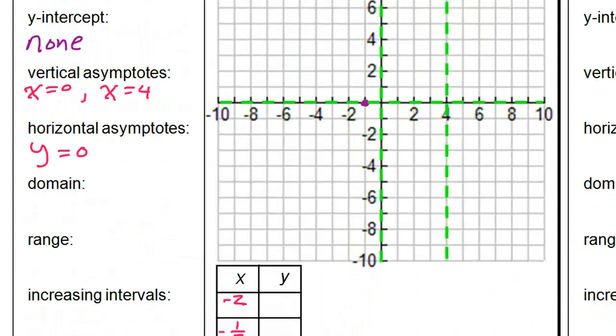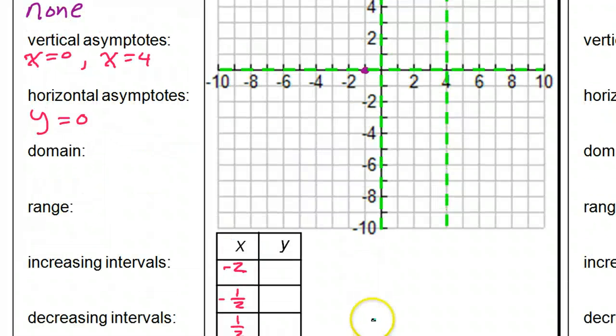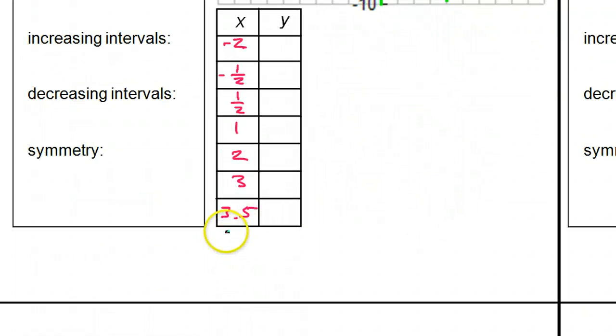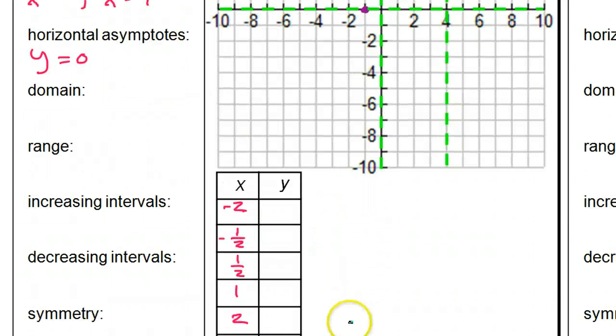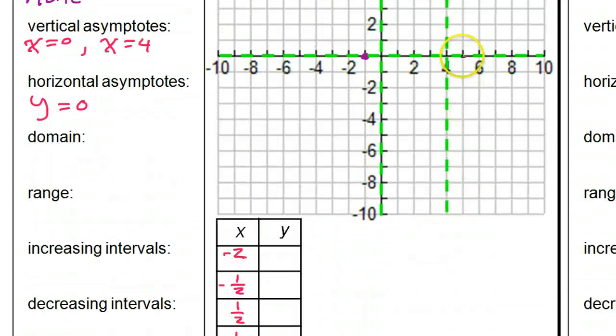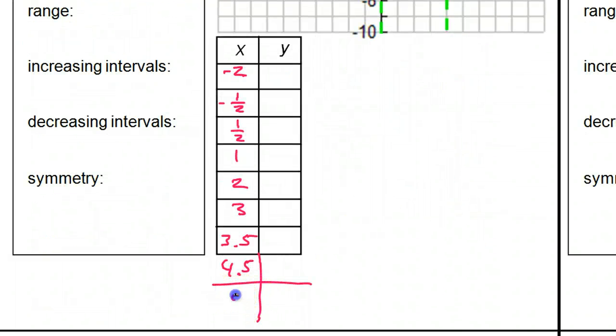Okay, so I'm running out of space on my chart, but I don't care. Let's go just to the right of the asymptote. So that would be 4.5. I want that too. Alright, so I hope you're seeing the idea. The more points, the better, guys. Okay, so 4.5. And let's just do one more. Let's go ahead and do 5. Okay, so let's get all of these values.